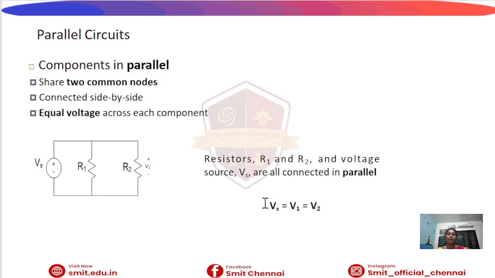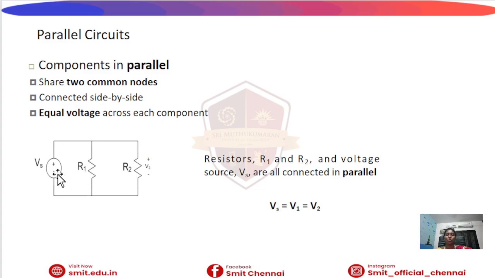Next one is the parallel circuit. In a parallel circuit, the components are connected side by side across the same two nodes. Here the key characteristics are that they share two common nodes and the same voltage is applied across R1 and R2. The source voltage is equal to the voltage drop in R1 and the voltage drop in R2. So the current divides among the branches.